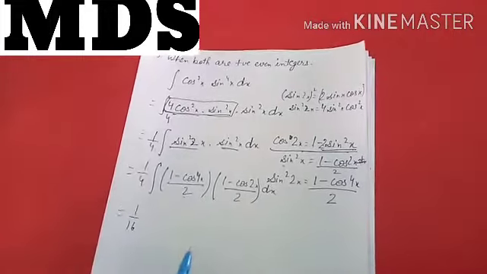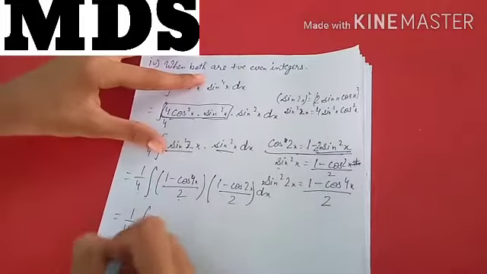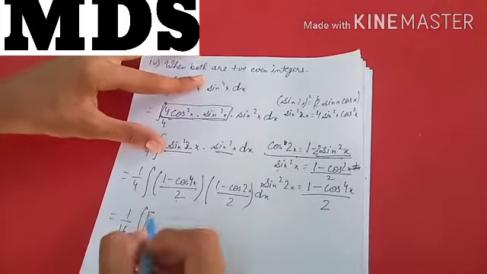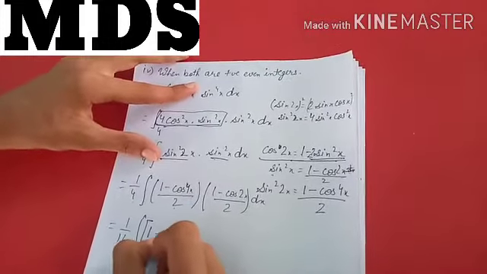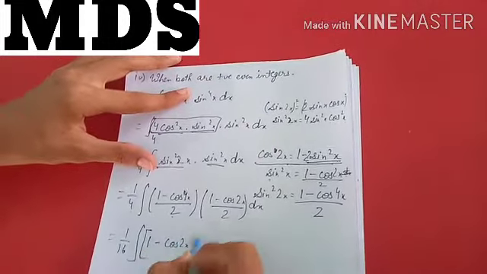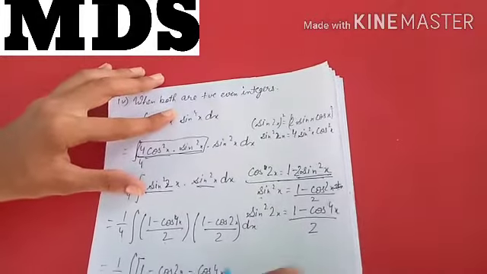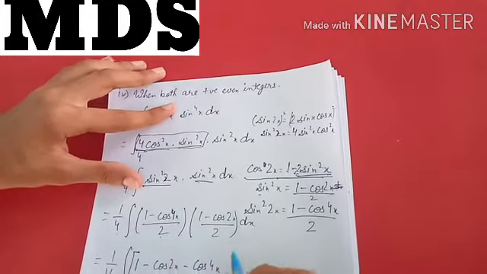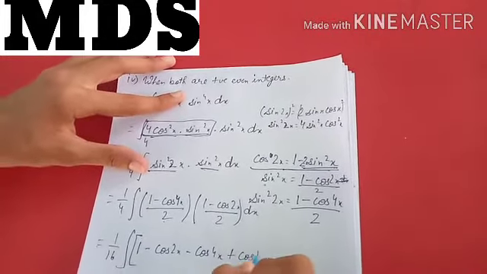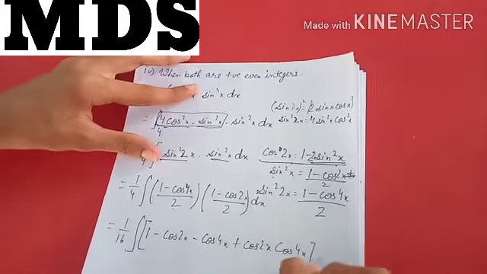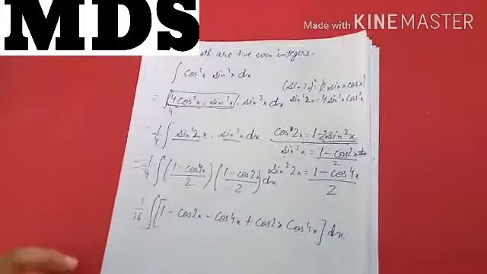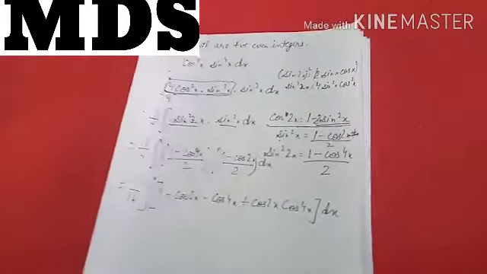And then just multiply them. So what I will get? I will get 1 minus cos 2x minus cos 4x plus cos 2x into cos 4x dx. Okay, we just multiply them.